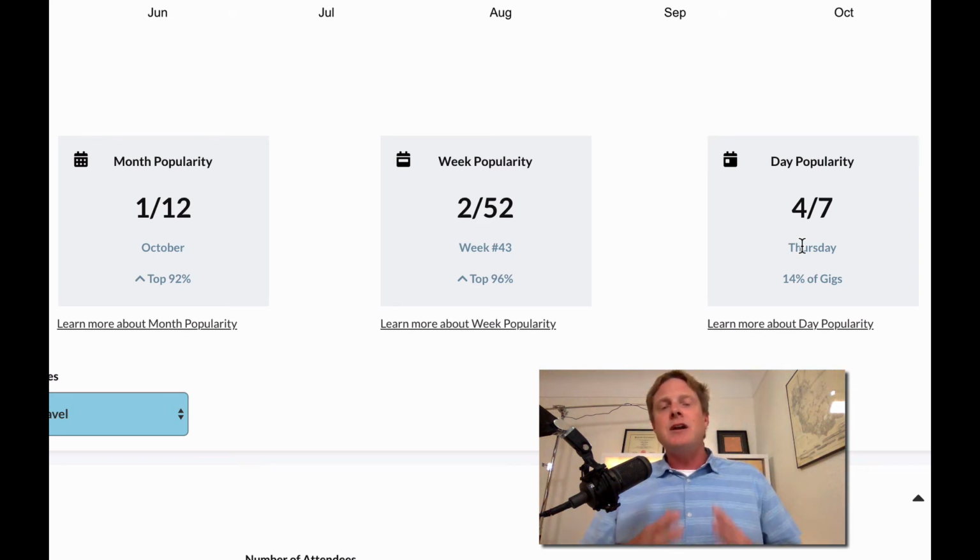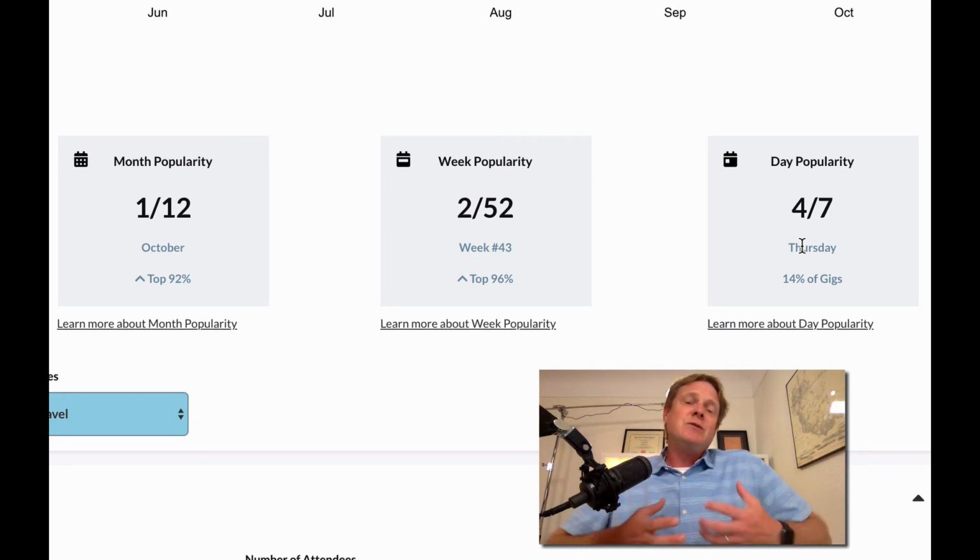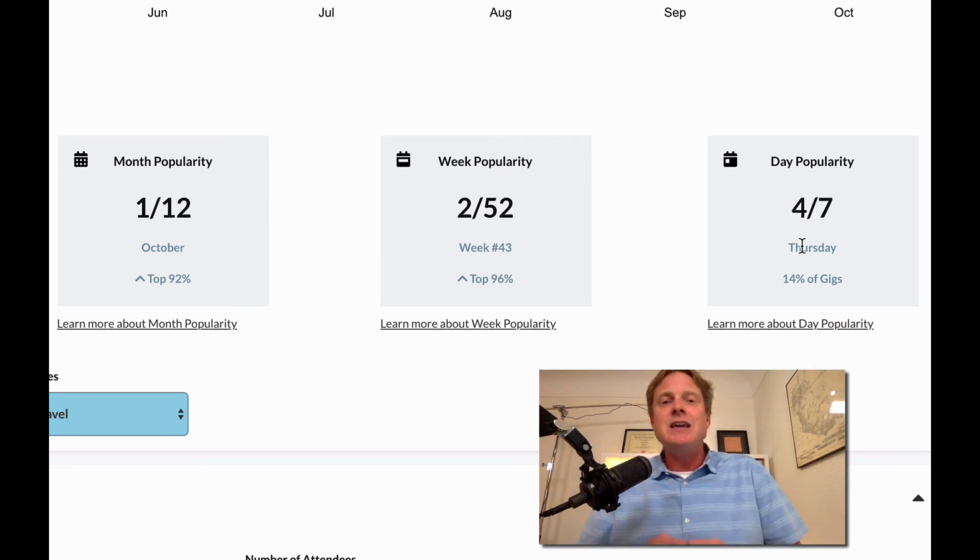I want to try to make sure that I use that information to determine how likely it is I should take this gig at what fee, when I'm looking at all 3 of my available options, meaning month popularity, week popularity, and day popularity.